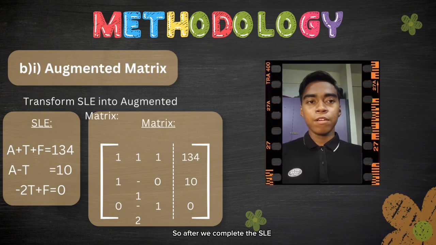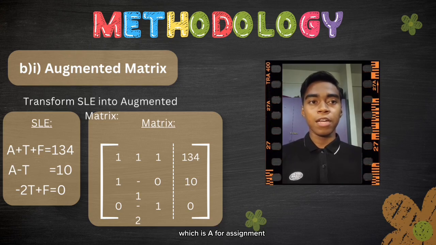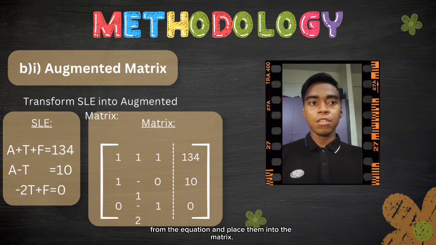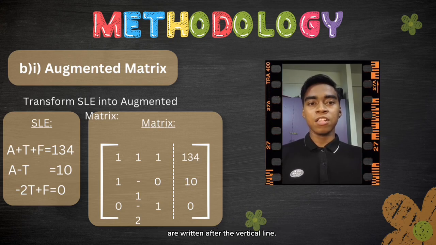So, after we complete the SLE, next we need to form an augmented matrix. First, we need to arrange the variables in a consistent order, which is A for assignment, T for test, and F for final exam. We then take the coefficient of each variable from the equation and place them into the matrix. The constants on the right-hand side of each equation are written after the vertical line.